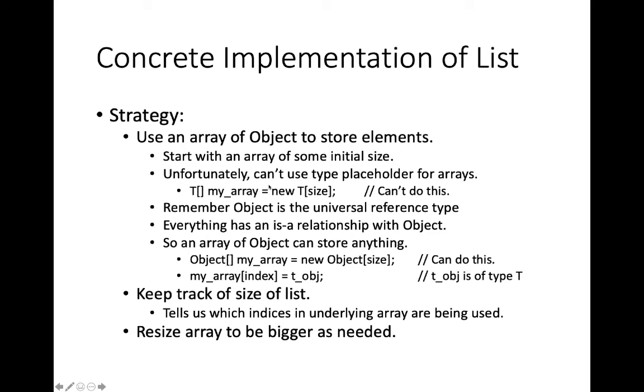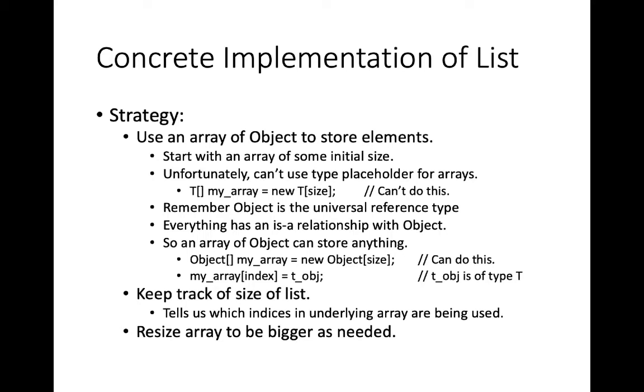Okay, so now once we have defined our interface and we've done as much as we can to implement the various parts of that interface using other parts of that interface, now we need to create a concrete implementation. So like I said, the strategy we're going to take is to use an array of objects in order to store the elements. Now, here's the thing.